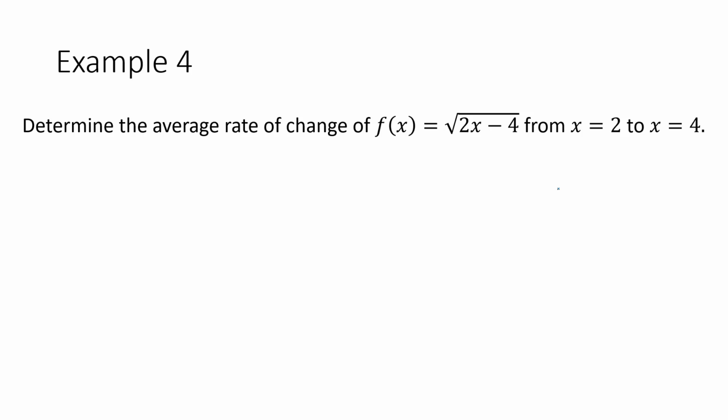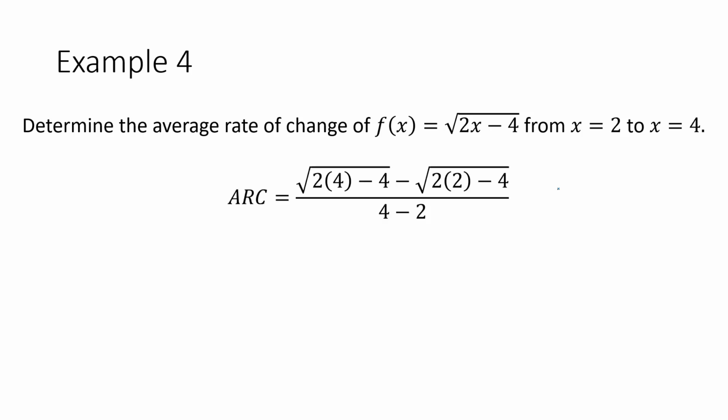So another one, if we have the radical function f of x equals square root of 2x minus 4, suppose we want to find the average rate of change from x equals 2 to x equals 4. This time we don't have a graph, that's okay. We can still just plug in those two x values, the larger one first and then the smaller one next, and subtract. So it'll look something like this.